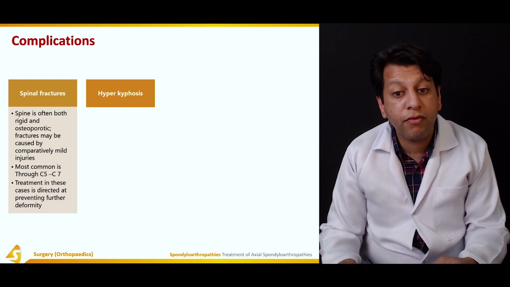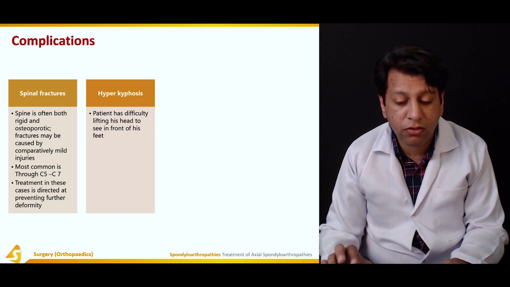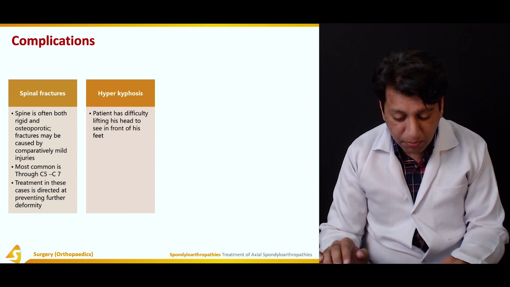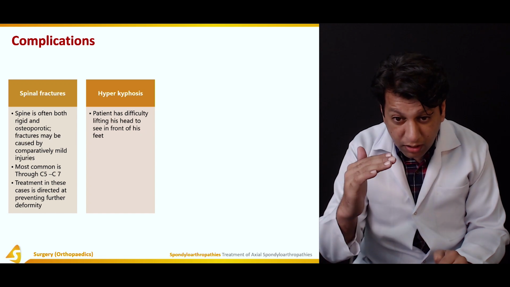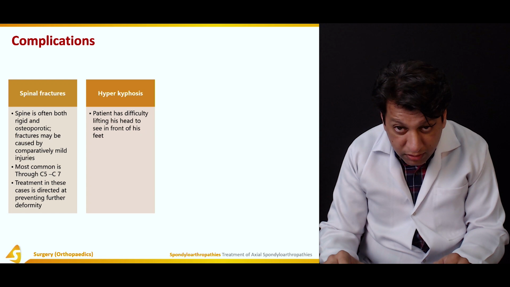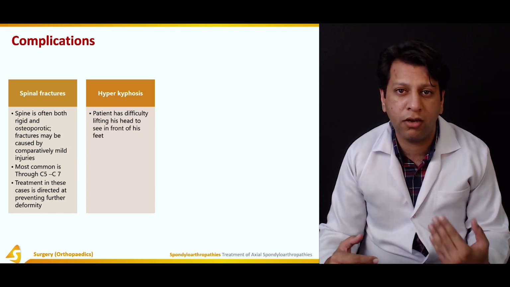The other is hyperkyphosis, especially where the patient has difficulty lifting his head to see in front of the feet, because the cervical spine is also going into kyphosis, and once the kyphosis is too much, the patient's head falls down and the patient is unable to look upward. As a result, to look up, they have to look like this, and most of the time they are acting and seeing like this, other than straightening up their neck so that they can look forward.